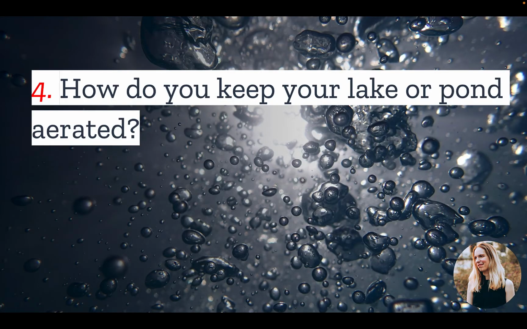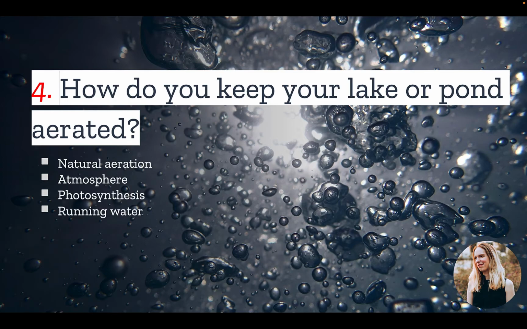Number 4. To maintain oxygen circulation in your lake, you need to keep the water properly aerated. How do you do this? Well, first, you can use natural aeration. Oxygen enters a lake naturally in one of 3 ways. When surface water absorbs oxygen from the atmosphere, when aquatic plants photosynthesize and release oxygen, and when rivers and streams or other running water bring oxygenated water into the lake.